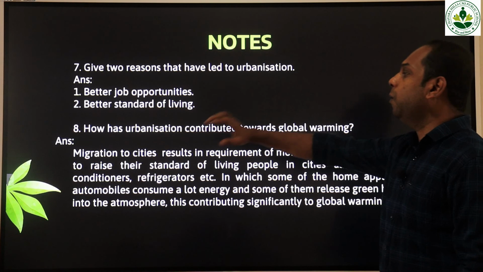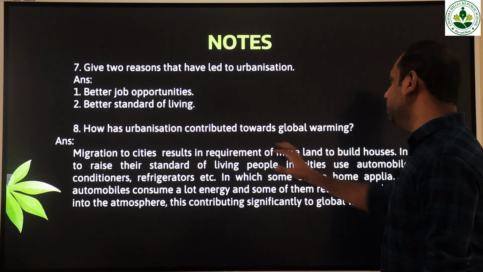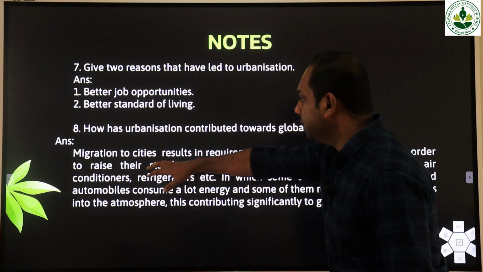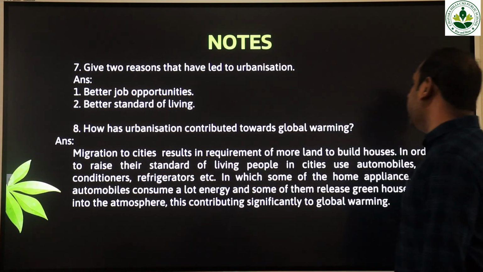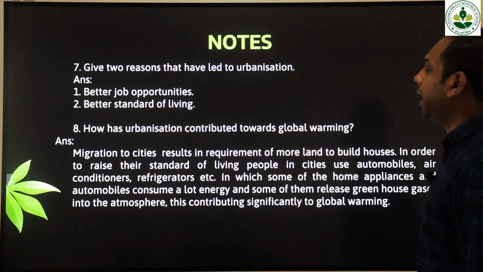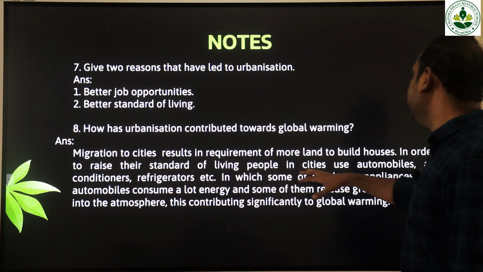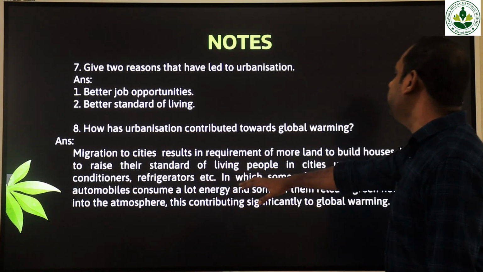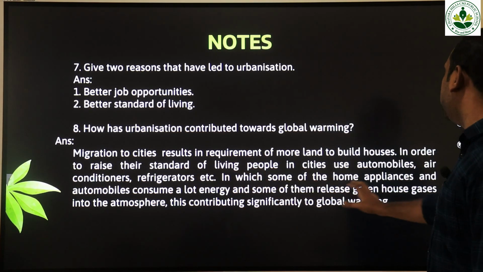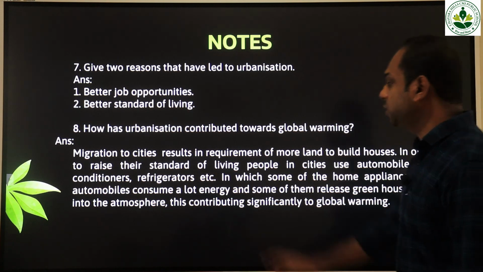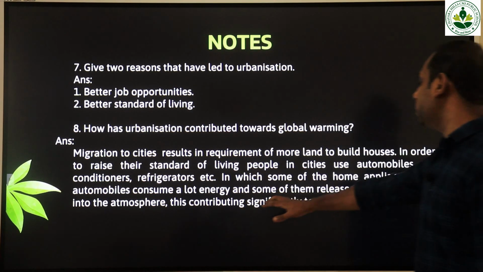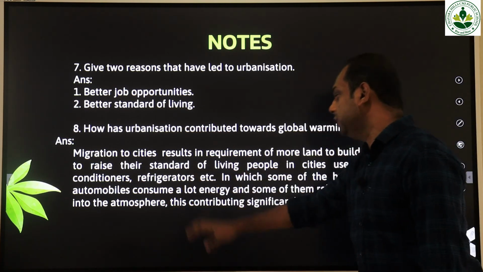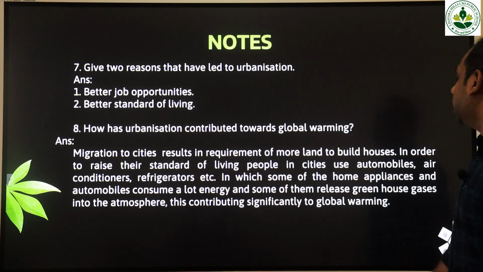8th question: How has urbanization contributed towards global warming? The answer: migration to cities results in the requirement of more land to build houses in order to raise their standard of living. People in cities use automobiles, air conditioners, refrigerators, etc. Some of these home appliances and automobiles consume a lot of energy, and some of them release greenhouse gases into the atmosphere. This contributes significantly to global warming.